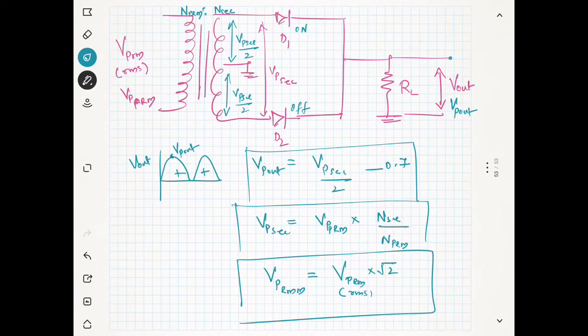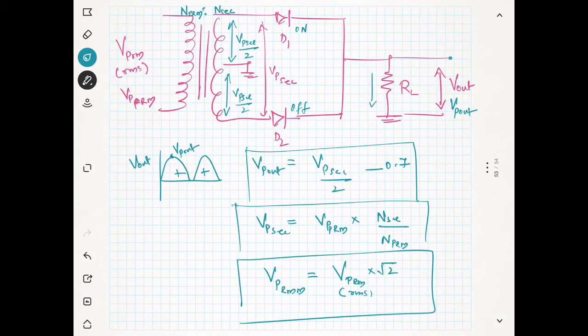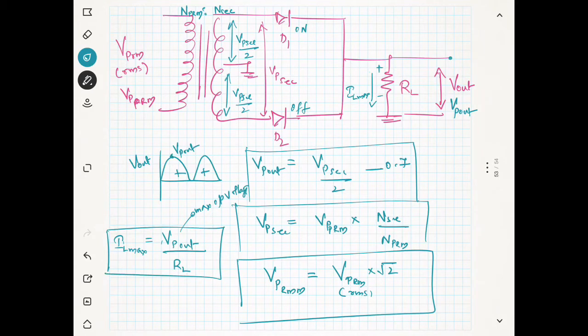full wave rectification. Now how to find the maximum current? Suppose you have a maximum current through the load, the current will always take this direction. This is IL max. How to find this IL max? IL max is nothing but Vp out, that means the maximum output voltage, divided by the load resistance RL. This is how to find it.